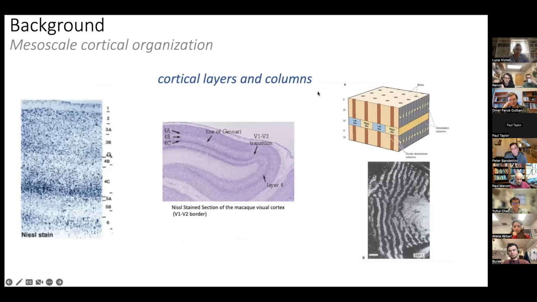And the response properties across these layers, especially in early sensory cortices, are organized in a columnar fashion, meaning that layers arranged perpendicular to one another exhibit comparable, if not identical, response properties. Some very well-known examples of these organizing principles are ocular dominance columns or orientation columns. This is an example of, again, macaque monkey ocular dominance columns in visual cortex.